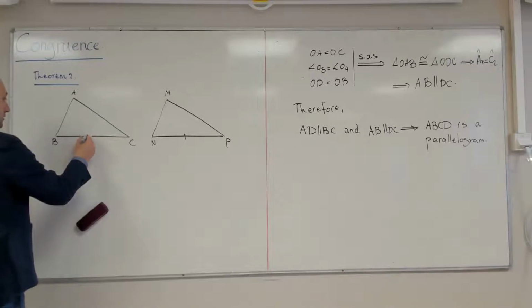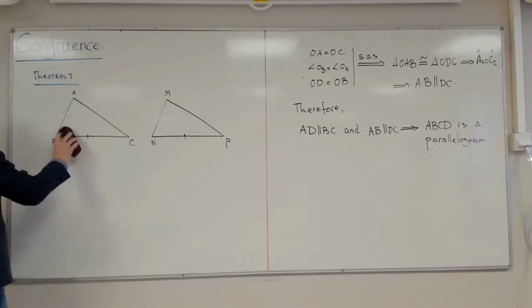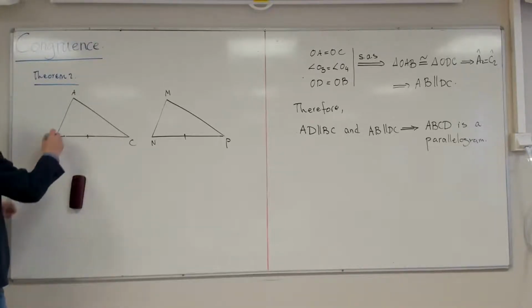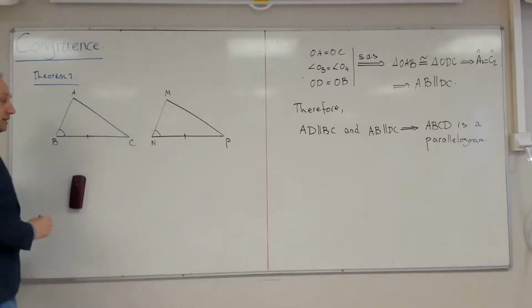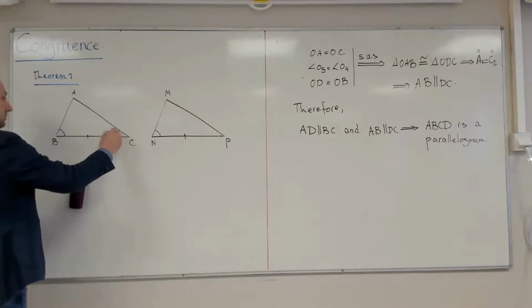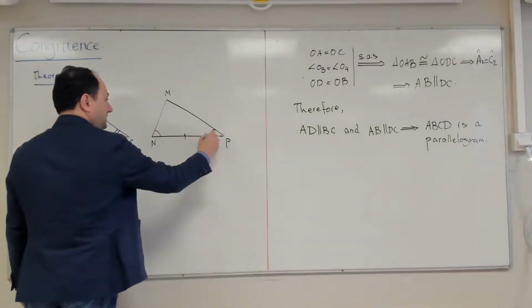And then they tell us that I measured this angle and it turns out to be equal to that angle. So they measured this angle, and it is equal to n. They measured this angle, and it is equal to p. So you see the situation is reversed somehow.